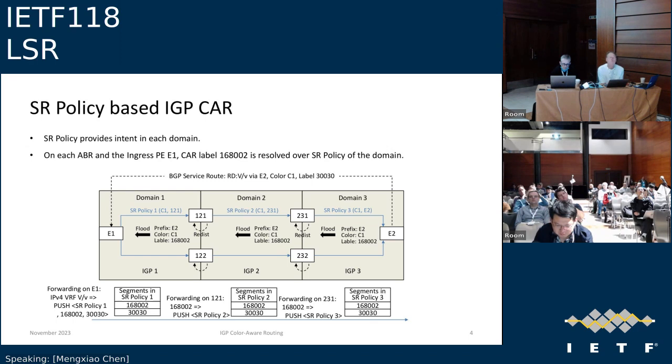When E1 forwards the VPN packet, it pushes the segments in SR policy 1, the CAR label and the VPN label into the MPLS label stack. When it reaches ABR121, the CAR label is on the top. Then ABR121 pushes the segments in SR policy 2 into the label stack, and ABR231 will do similar things and steer the packet into SR policy 3 in domain 3.